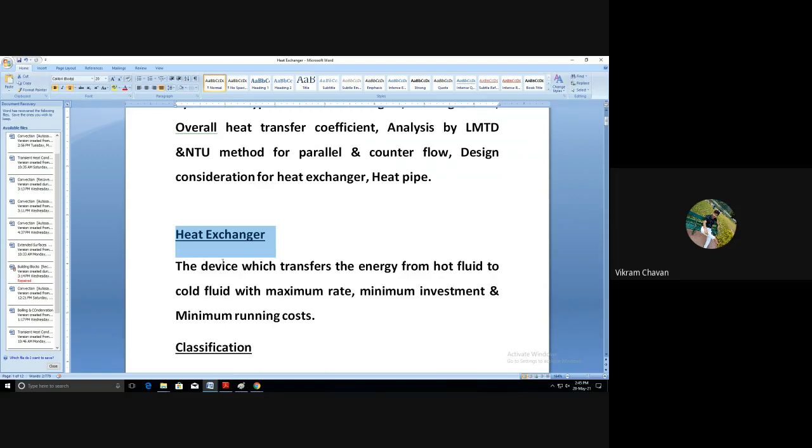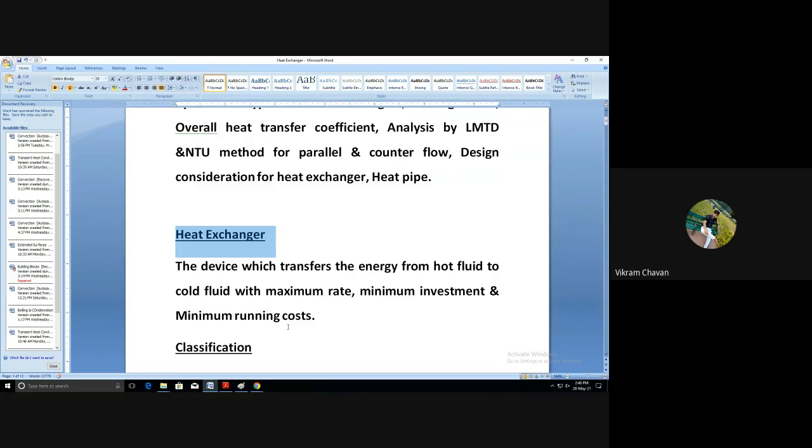Most heat exchangers do not use any kind of external energy to perform this function, so the design of a heat exchanger is very important. The design is based on a given input temperature and expected output temperature, so it plays a very important role. For that reason, we have to learn about the LMTD, that is, the logarithmic mean temperature difference, and the number of transfer units, which will be useful for the design of heat exchangers.